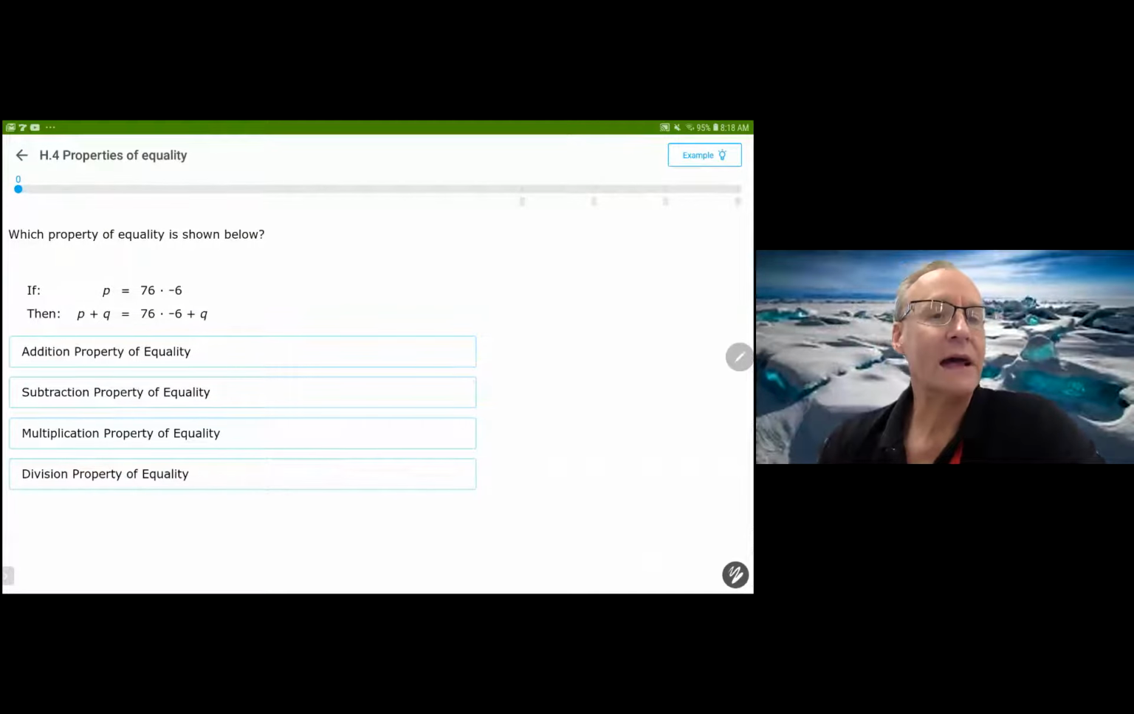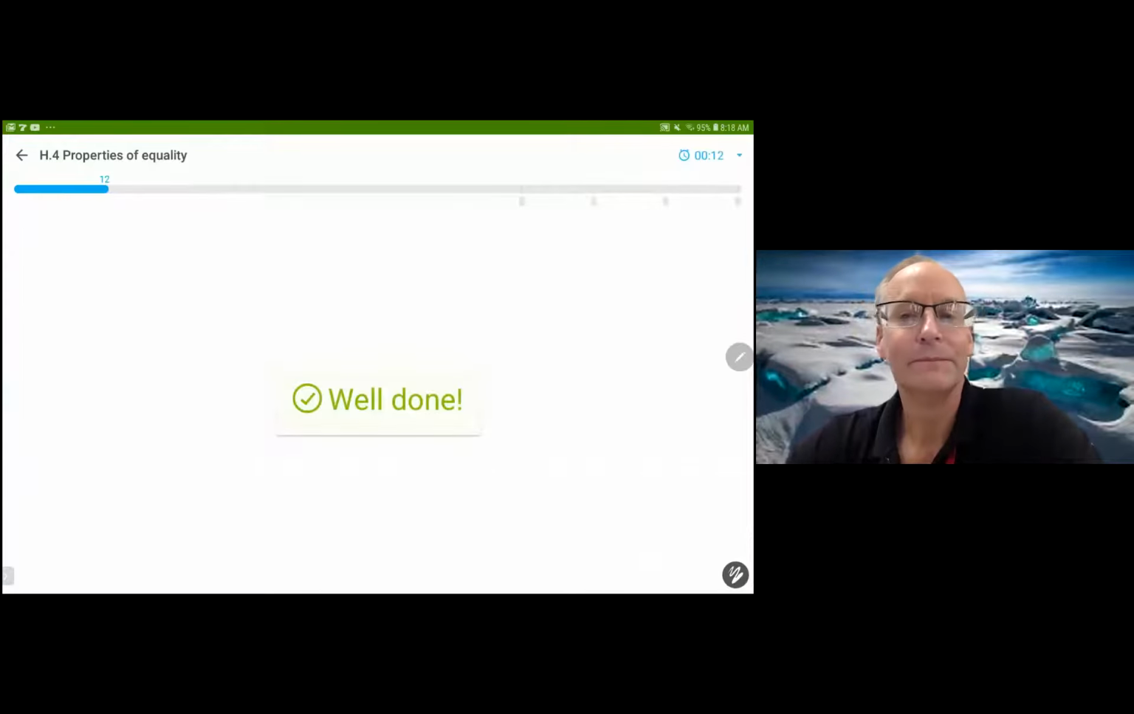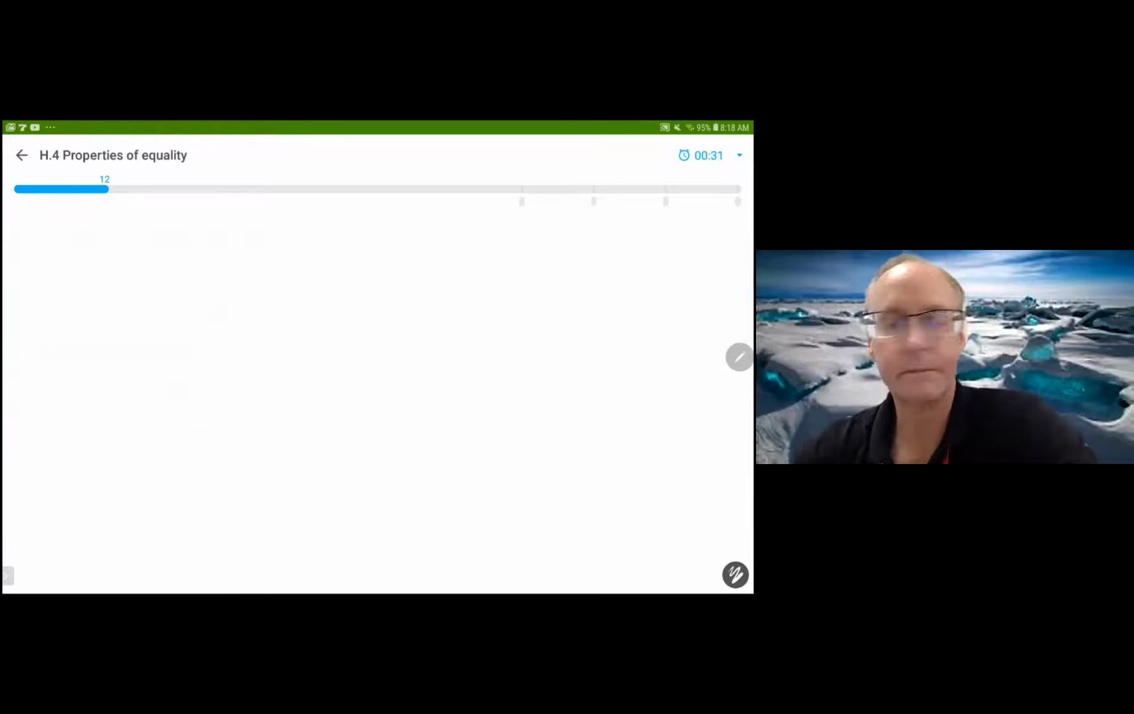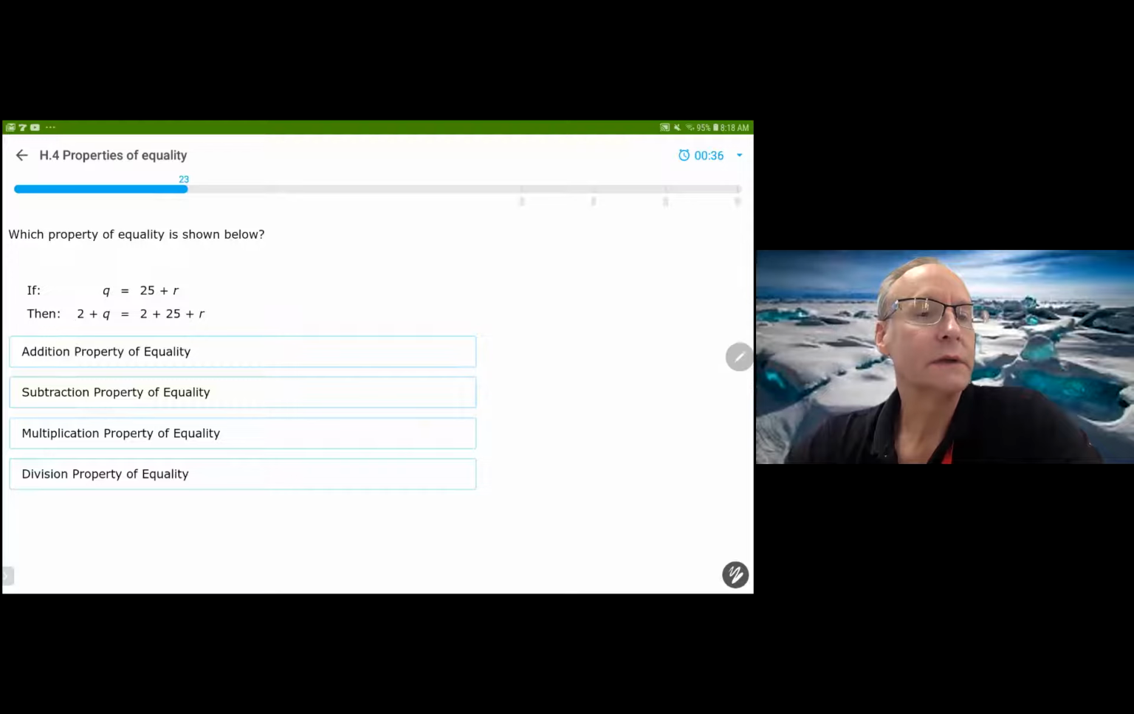Oh, so they added Q to both sides of an equation, and that is the addition property of equality. In this one, they added negative 83 to both sides. And again, it's the addition property of equality, even though it's the same as subtracting 83, but they actually added negative 83. This one, they added 2 to both sides. That's all they did. Addition property of equality. Okay.